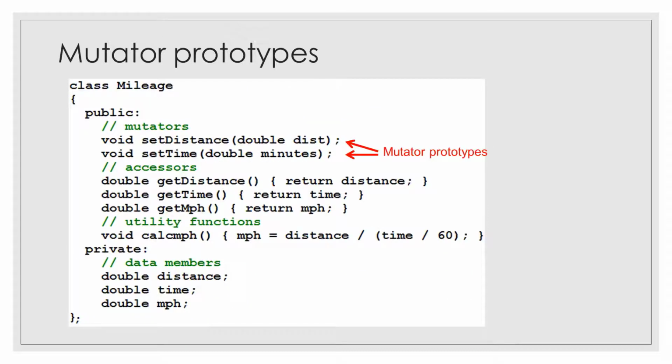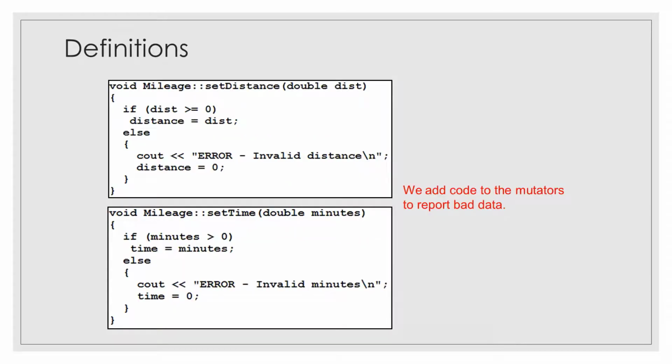We're going to make these mutators more robust. I've prototyped them now in the class definition because we're going to write more code for each of them. And here they are outside of the class definition, setDistance and setTime, and in both cases they take the parameter and evaluate it to see if it's any good. If it's greater than or equal to 0, it's a valid distance. If it's greater than 0, it's a valid time. And if the data is invalid, we get an error message that says invalid distance or invalid minutes.